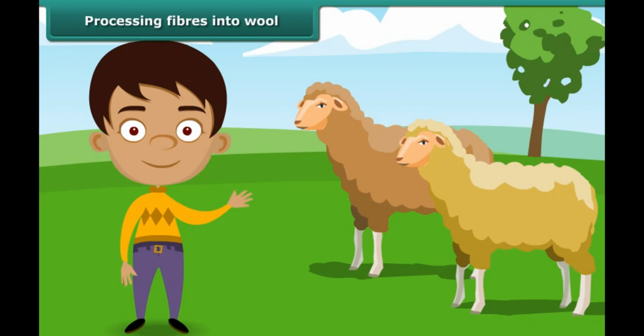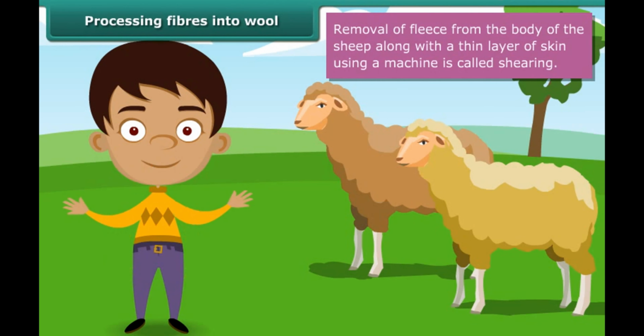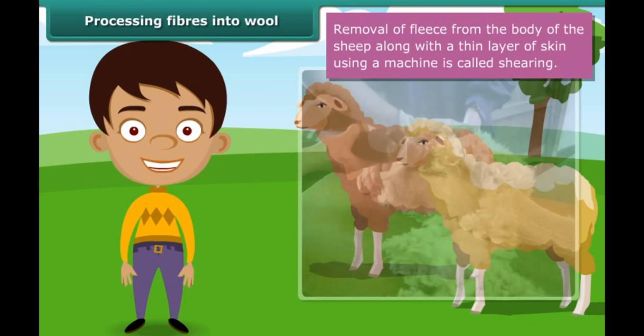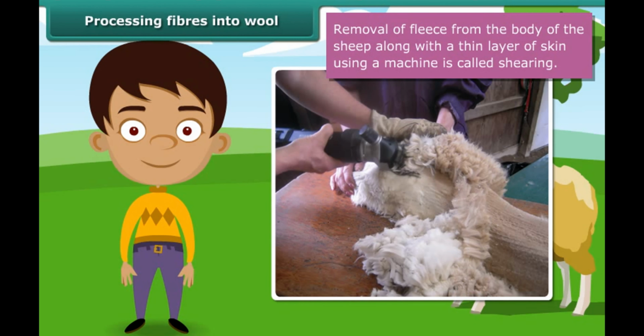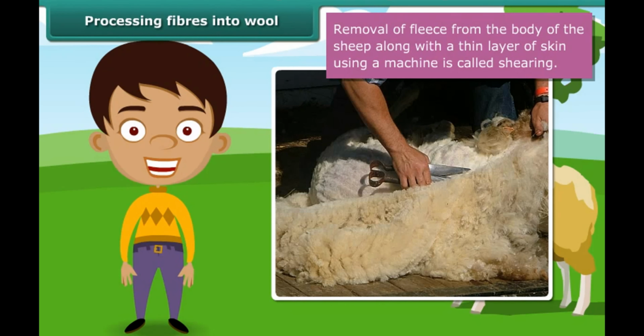Let us study the process by which wool is obtained from sheep one step at a time. First, the fleece is removed from the body of the sheep. A machine is used for the purpose. The process of removing the fleece of the sheep from its body with the help of a machine is called shearing. Shearing does not hurt the sheep.